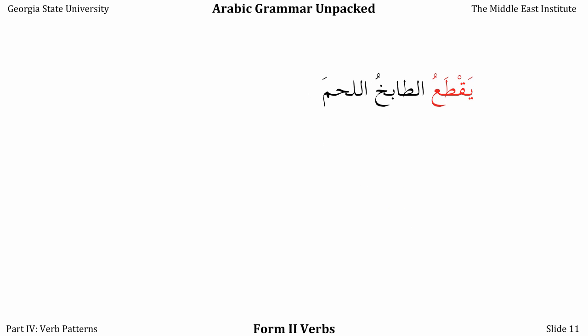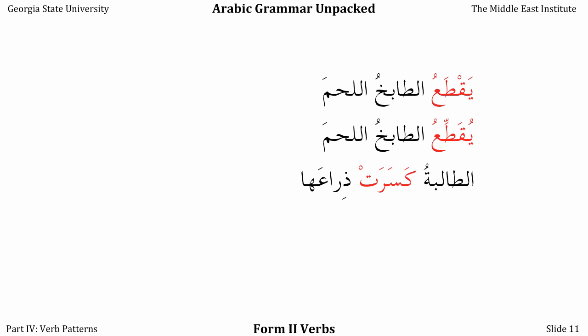Another common change in meaning in Form 2 verbs is intensification. I can use a sentence such as yaqta'u at-tabihu al-lahm. The cook cuts the meat, where qata'a, to cut or slice something, or turn it off, is a simple regular Form 1 verb. But if I double its middle consonant and change the syllables around it accordingly, I can change the sentence to yuqatta'u at-tabikh al-lahm. Now he's chopping it, hacking it, chopping it into pieces, not just cutting it once, but cutting it up.